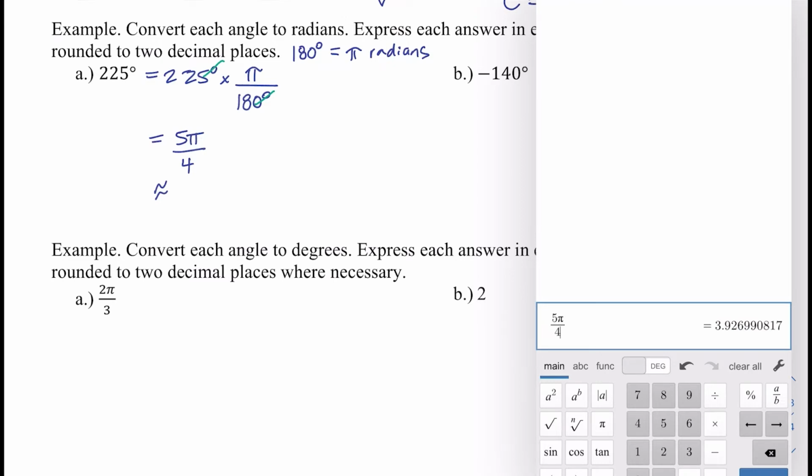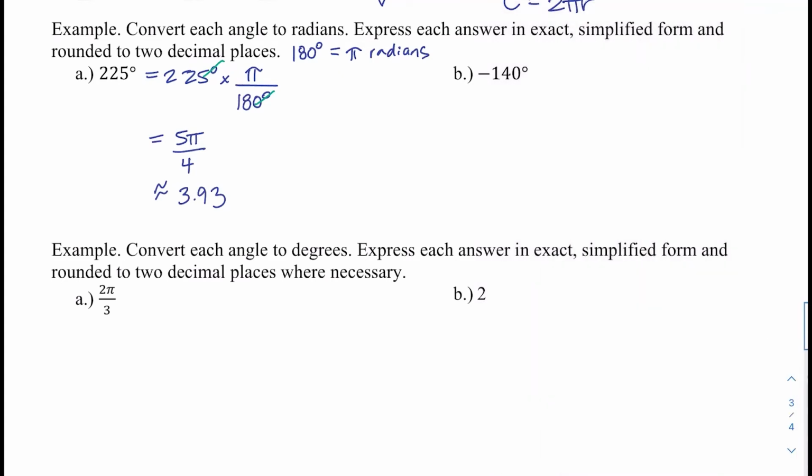And I get 3.93. And again, both of those are in radians. If it feels weird to leave it without a unit, you can certainly write in radians like that. Okay. Let's go the other way.